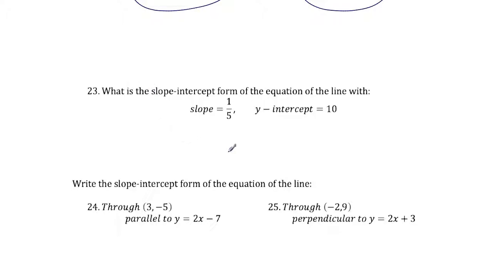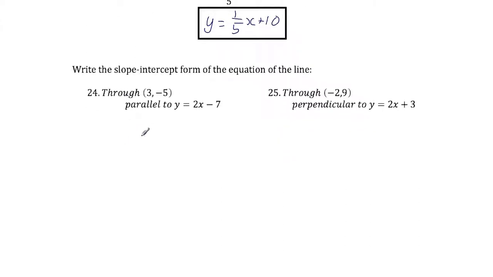Slope intercept form of the equation here. Well, that's going to be y equals mx plus b. m is 1/5, and b is 10. So there we go. There's the equation, mx plus b.